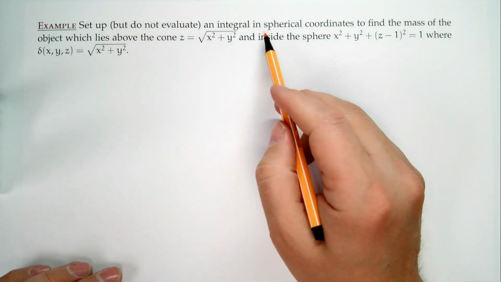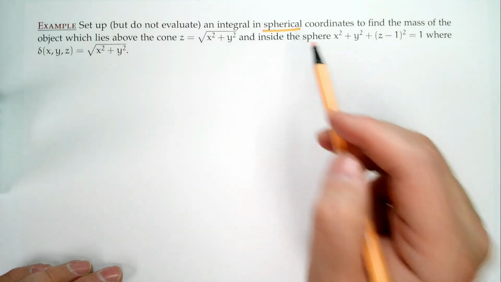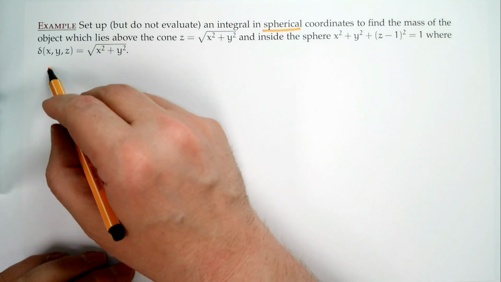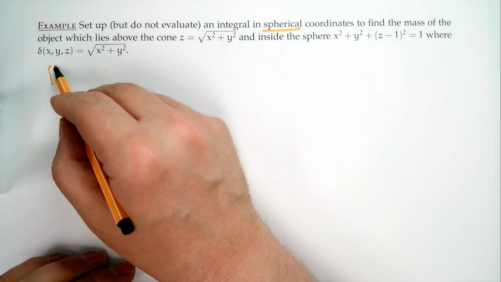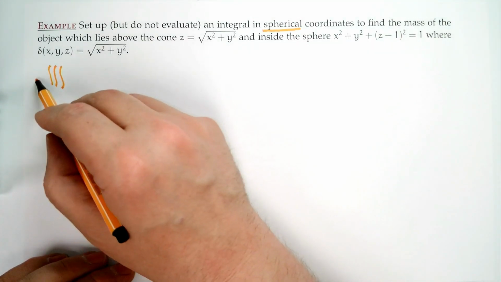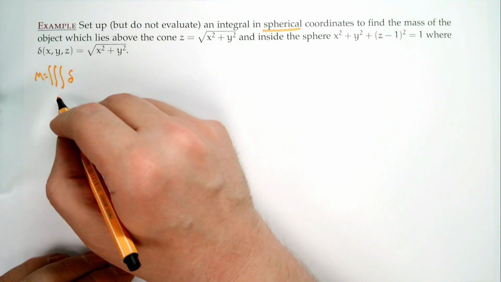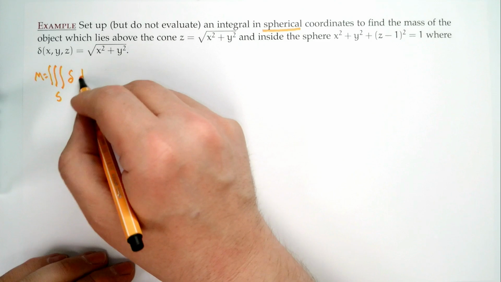First off, we know we're going to go to spherical coordinates, the clue being the word spherical. They tell us we're going to go to spherical, so we need to figure out how to do that. Let's talk about our integral. The mass is you integrate your density over your solid dV.